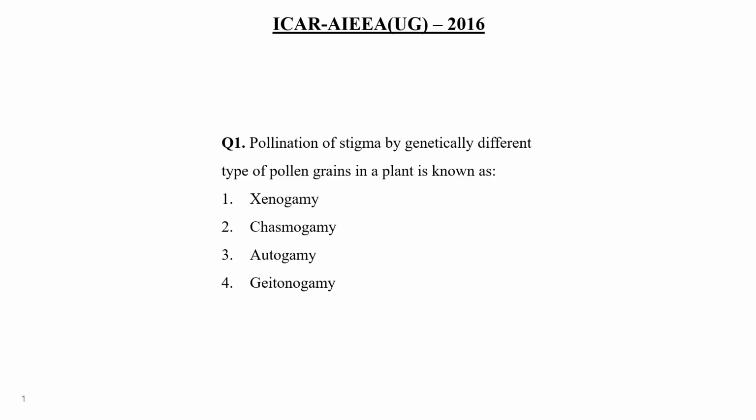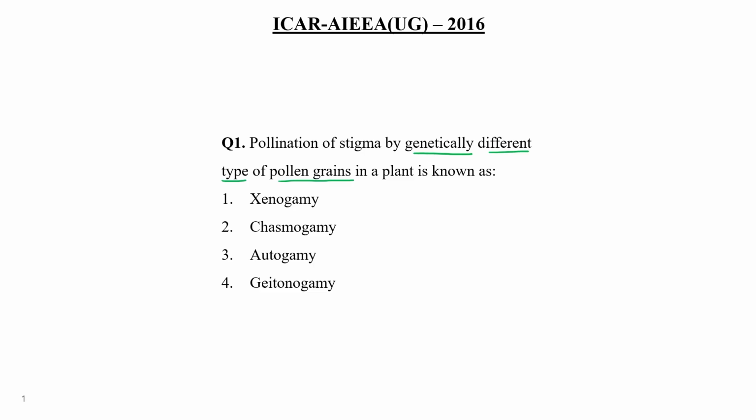Question number 1. Pollination of stigma by genetically different type of pollen grains in a plant is known as xenogamy, chasmogamy, autogamy or geitonogamy. Okay, they have given us 4 different choices and we have to clarify which one is related to this particular definition.